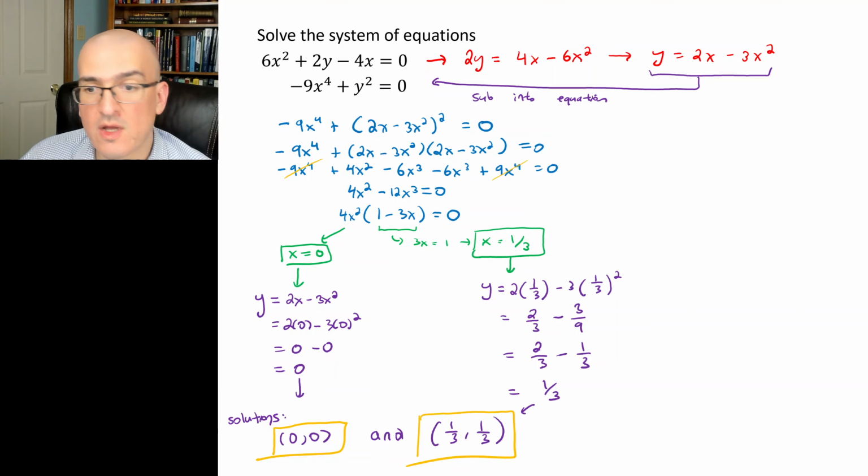Equation 1 and equation 2. For 1/3, 1/3 is a bit tougher. So we have 6 times 1/9, so 6/9 plus 2/3, so 4/3 minus 4/3 is 0, so the first equation is good. And then negative 9/81 plus 1/9 is equal to 0, so negative 1/9 plus 1/9 is 0. So yes, both of those equations work for these two solutions, so no mistakes were made anywhere along the way.